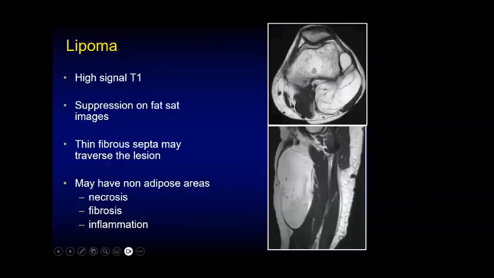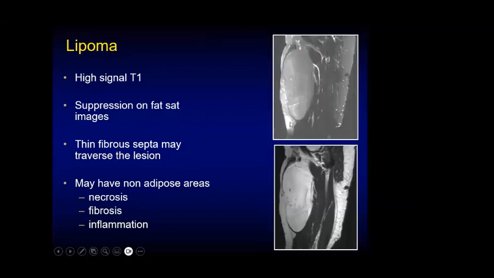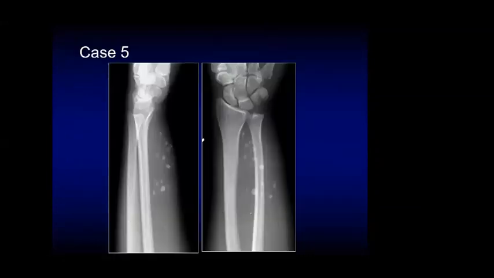It's a large lipoma. So this is how lipoma looks like. It looks bright on T1, and it has fat suppression. It may have septa within it. It may have necrosis, fibrosis, or inflammation, just because they are large, they are prone to injury and trauma. So they may develop fibrosis and scarring internally. Okay, we have another case.